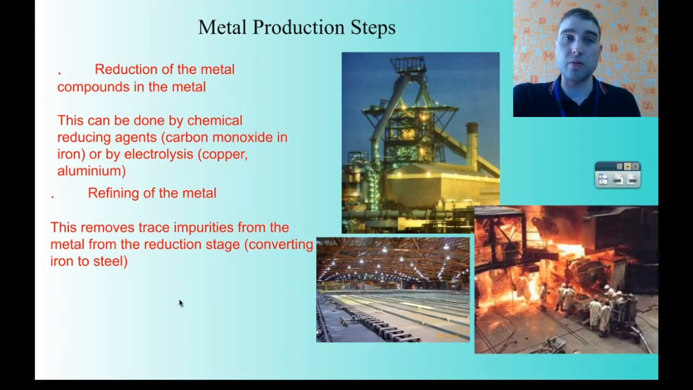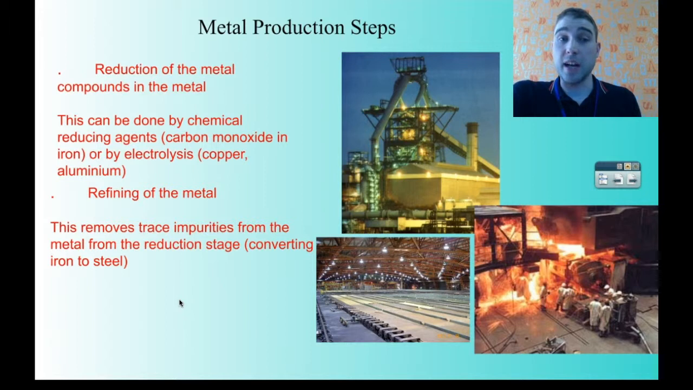You then need to reduce the metal compounds to the metal, and by that I mean the metal ions need to be reduced to the metal. This can be done using chemicals. For example, carbon monoxide is used in iron production. Or you can do it using electrolysis, such as in copper or aluminium refining.